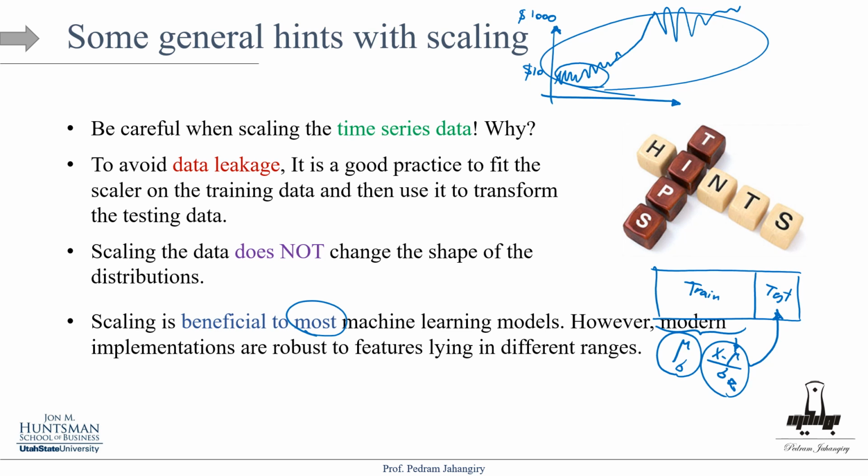However, remember, modern implementations are robust to features lying in different ranges. This point is hinting to us that maybe there are some disadvantages to scaling the features. More modern packages in Python or R are being developed in a way that you don't need to do this pre-processing step. You don't need to scale the features. You work with the original data from scratch.